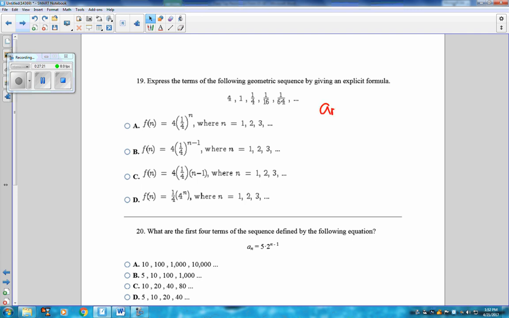So I'm going to use the form a sub n is equal to a sub 1 times r to the n minus 1 power. A sub 1 is my first term, so I'm going to have a sub n is equal to 4 times my common ratio, 1 divided by 4, to the n minus 1. So my answer is going to be B.